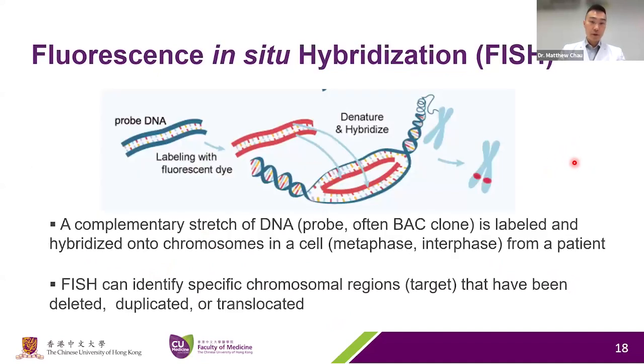Next, we'll talk about FISH, fluorescence in situ hybridization. So this is an approach where we label a target DNA with fluorescence, and we hybridize that onto the patient's DNA. And through a microscope, we can then count how many signals there are in the patient cell. And this can identify specific chromosome regions. So we need to know the target. It's not a genome-wide approach. We have to have targets. And we can tell deletions, duplications, or rearrangements as well.